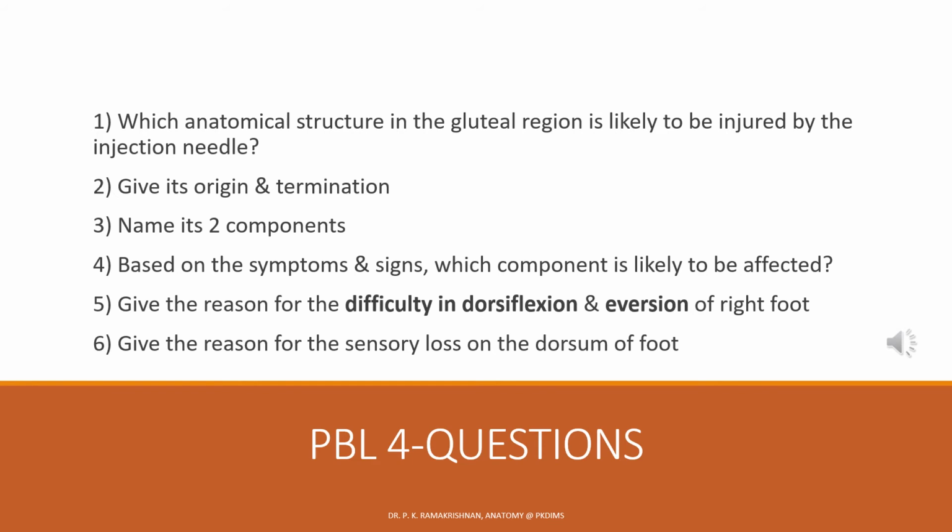Then, based on the symptoms and signs this particular patient is having, you have to name which component of that particular anatomical structure is more likely to be affected here. You have to give the anatomical reason for the difficulty in dorsiflexion and eversion of the right foot. And you also have to mention the anatomical basis for the sensory loss on the dorsum of foot.